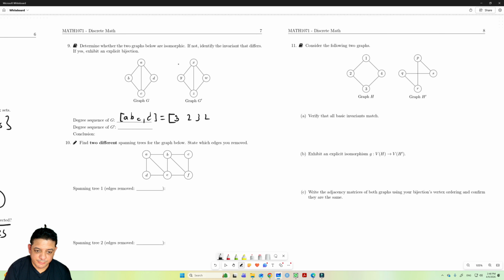And notice the order that I'm following. I went A, B, C, and D. Now if I go to G prime, I'm following X, Y, C, W as my sequence of nodes to check the degrees. And you can see that they have the same matching sequence of degrees. You have 3, 2, 3, 2. So in conclusion, they are going to be isomorphic. Notice that both of them have 4 vertices, and they also have 5 edges. They have the same sequence of degrees. So in conclusion, they're isomorphic.